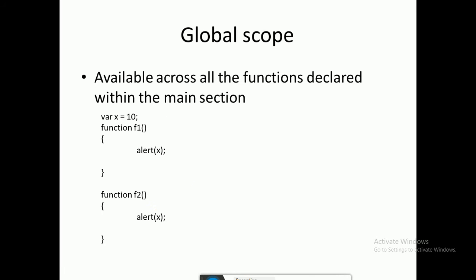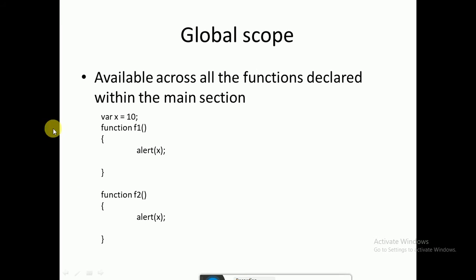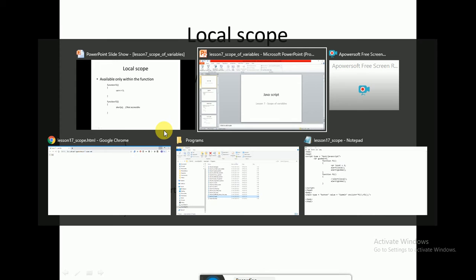I'll repeat again. We are learning about two different types of scopes of variables in JavaScript. One is called global variable, other one is a local variable. For global variable, we have to declare the variable in the main section, which can be accessed across any of the function. Local variable scope is declared and used within the specific function. So let us see one program for how we use the global and local variable.